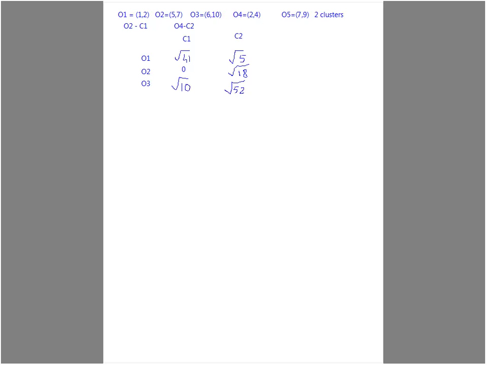Now let's go for object O4. The distance from C1 is 3 and 3, so this is going to be root 18. The distance from C2 is 0. Now let us find that for O5. O5 is (7, 9). Its distance from C1 will be 2, 2, so this is root 8. And O5's distance from C2 will be 5 and 5, so this is root 50.